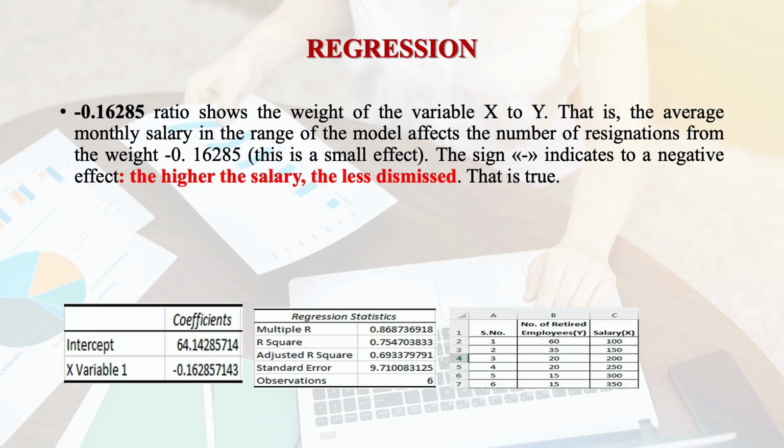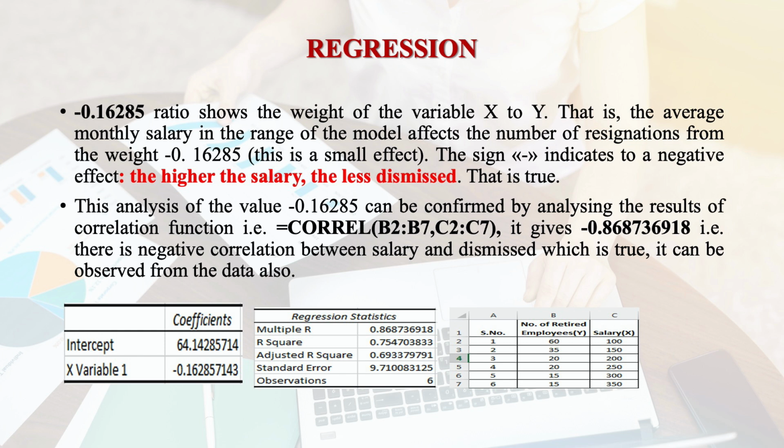You can verify the result of minus 0.16285 by studying the same data by using the correlation factor. The moment you study the correlation parameter by using the formula equal to CORREL, and you select the data range from B2 to B7, which relates to the employees who retire or employees who are dismissed, and C2 to C7, which relates to the salary at the time of their retirement, you will find that the correlation parameter is 0.8687, or roughly it is 0.87.